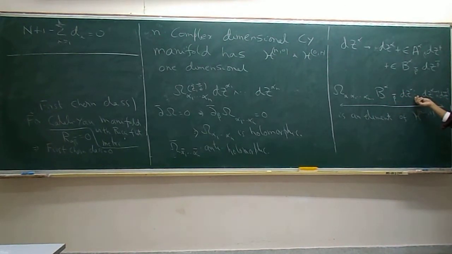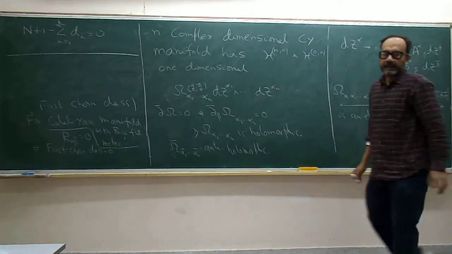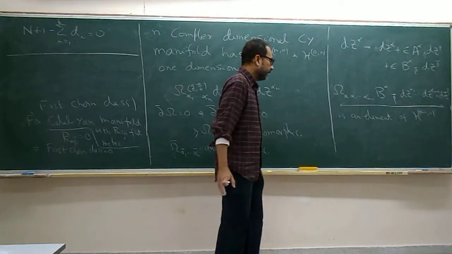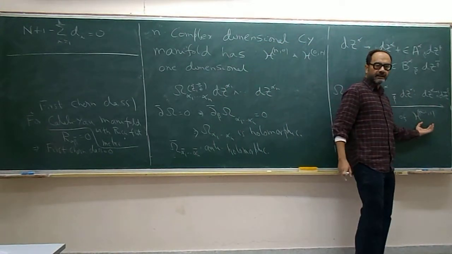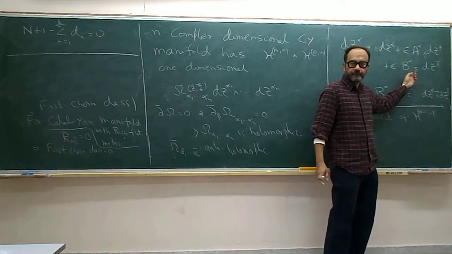Now, in order that this is del bar closed, of course B has to satisfy certain differential equations, but those come from integrability, which I have not shown. But what one can show is that this object is an element of H n minus 1, 1, which means that the differential equations satisfied by B are such that this object is del bar closed. And the reverse is also true: given an element of H n minus 1, 1, we can reverse this to construct a deformation of the complex structure.